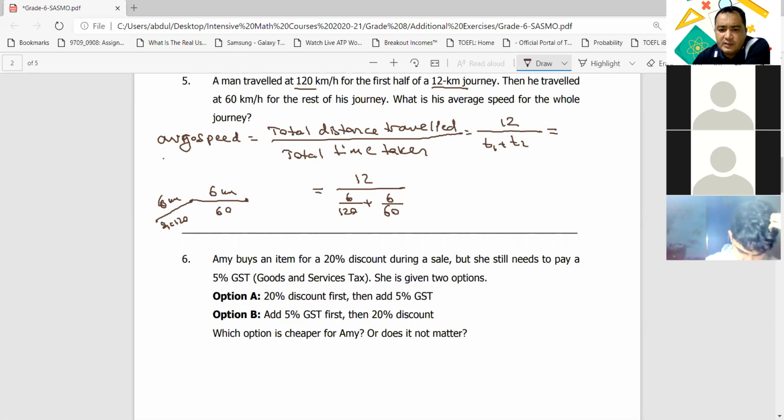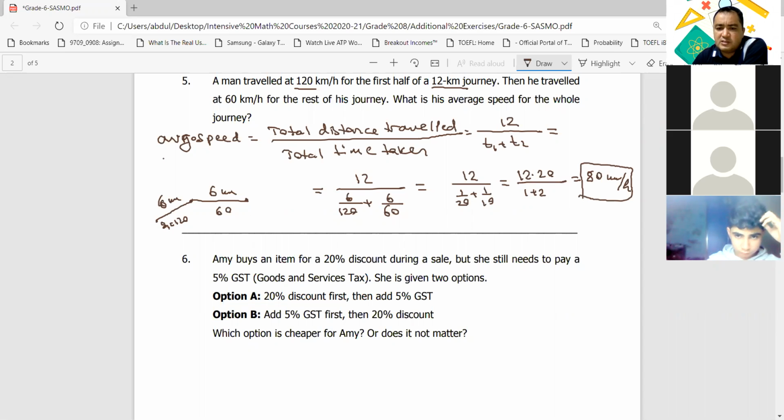Now if you simplify this, 6 over 120 is 1 over 20, and 6 over 60 is 1 over 10. The common denominator is 20. So 12 times 20 over 1 plus 2, which is 12 times 20 over 3, is equal to 80 kilometers per hour. So his average speed was 80 kilometers per hour.